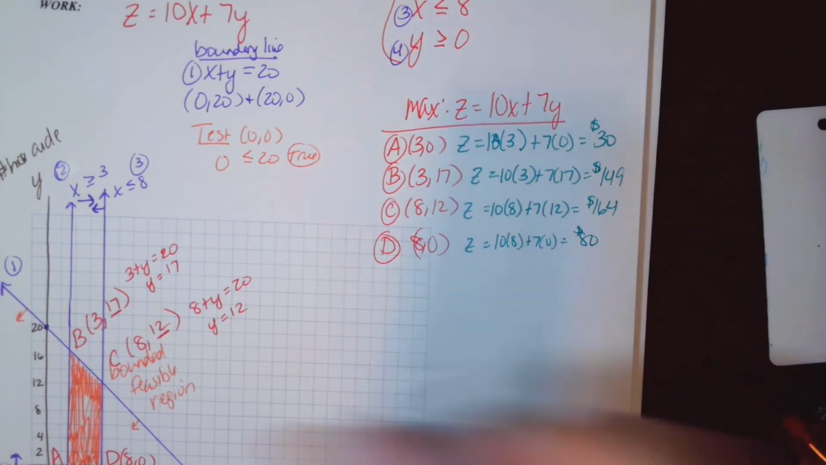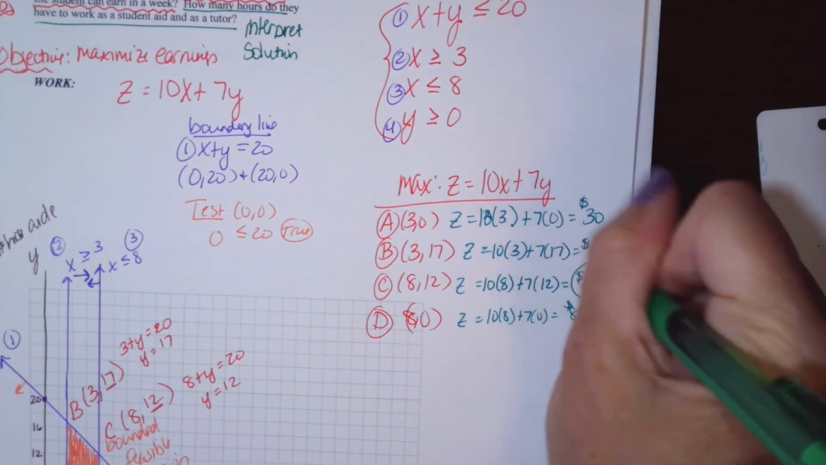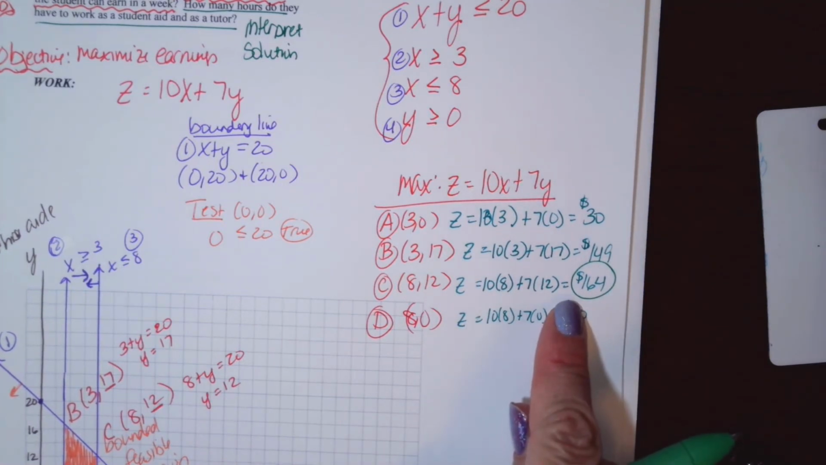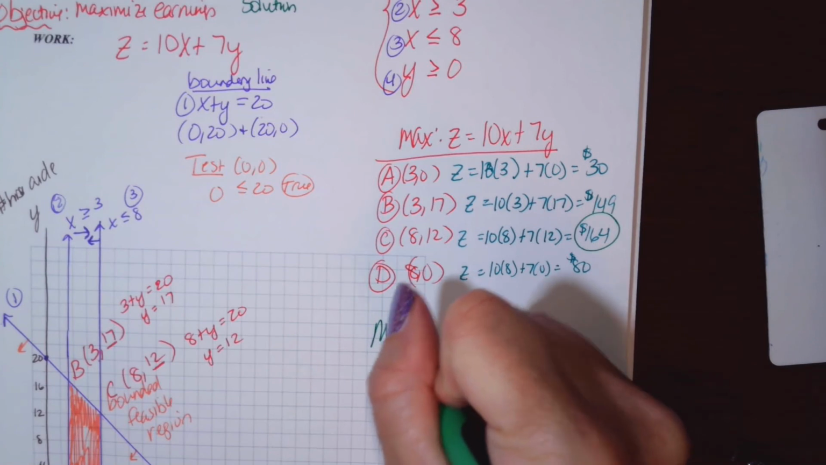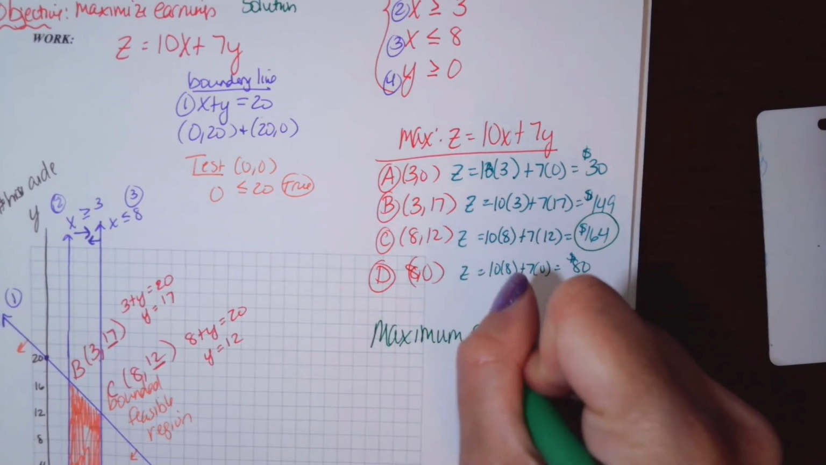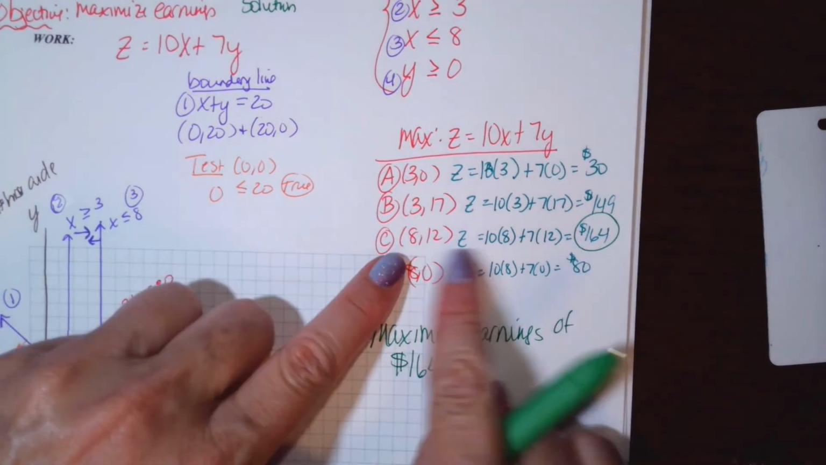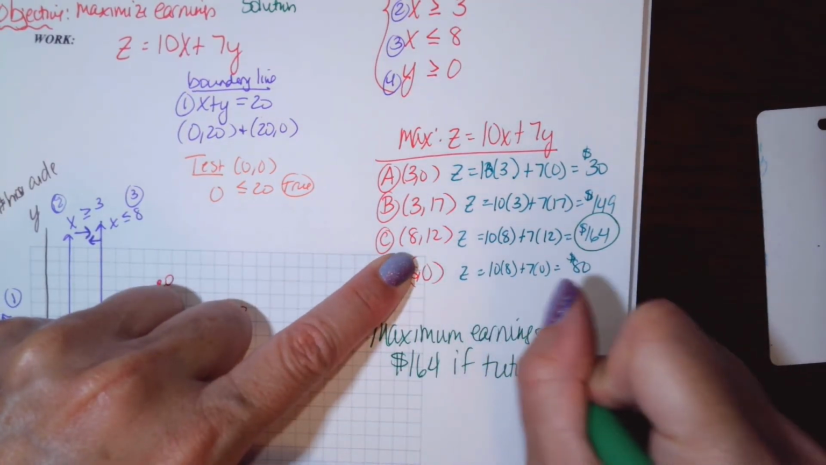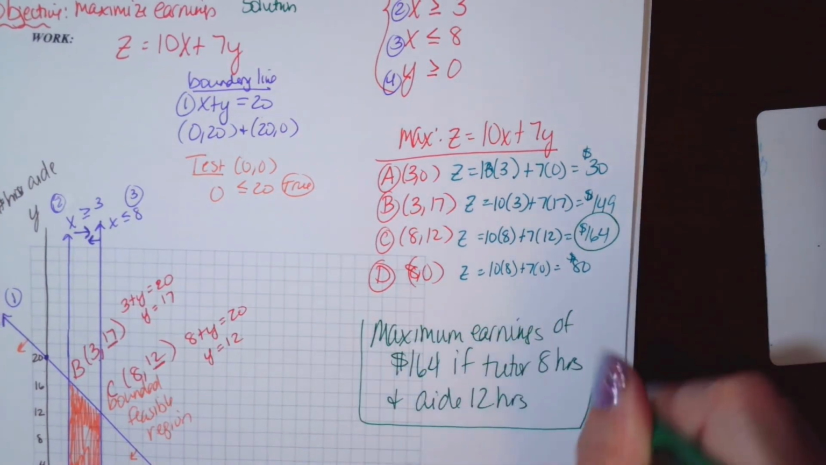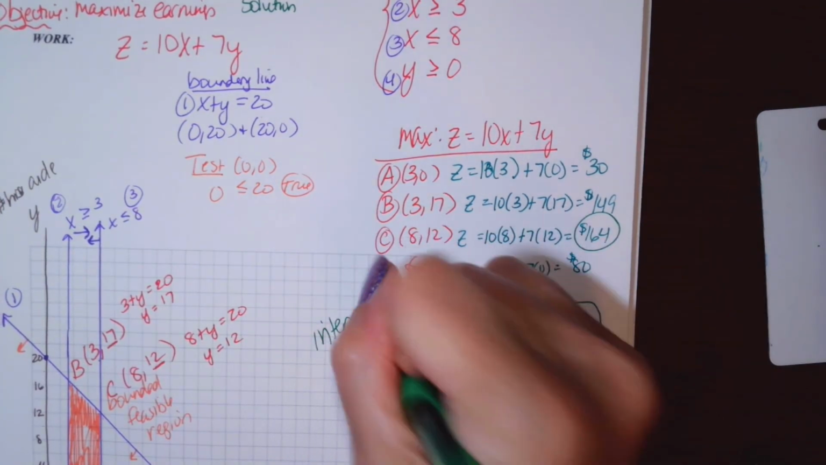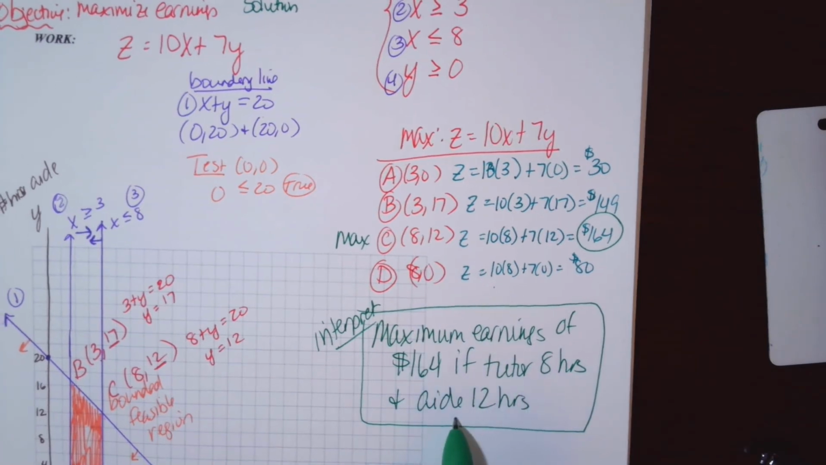Okay, so I'm maximizing my earnings, and this value right here is the maximum earnings. Now, the last thing, that last question asked me to interpret that. What does that mean? So that means that I get my maximum earnings of $164 if, go back to your ordered pair, you tutor for 8 hours and work as an aide for 12 hours. That's how I interpret my solution. So I found my maximum, but then I have to go back and stop and interpret the solution and tell what that means.